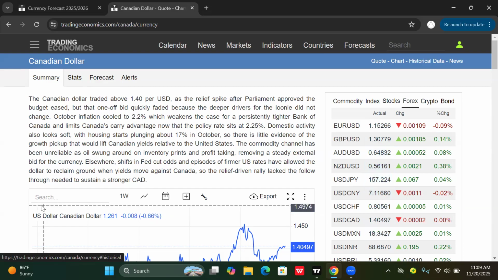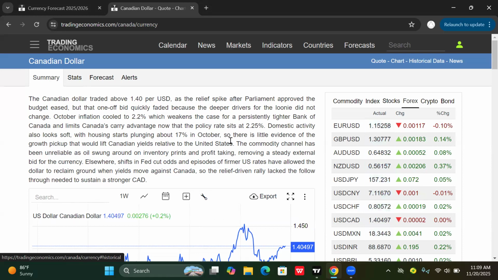The commodity channel has been unreliable as oil swung around on inventory points. Removing a steady external bid for the currency elsewhere, shifts in Fed cut odds, and episodes of firmer US rates have allowed the dollar to reclaim ground when yields move against Canada. So the relief-driven rally lacked the follow-through needed to sustain a stronger Canadian dollar.